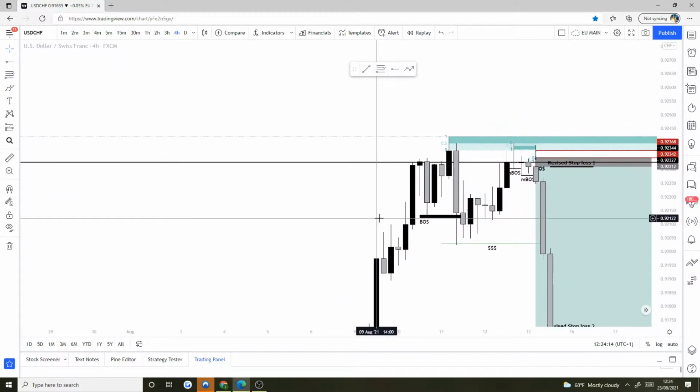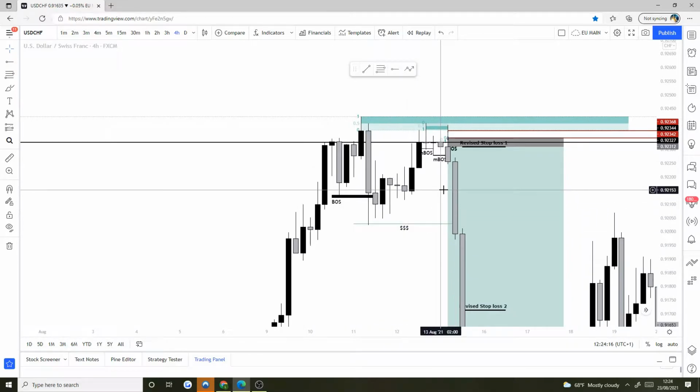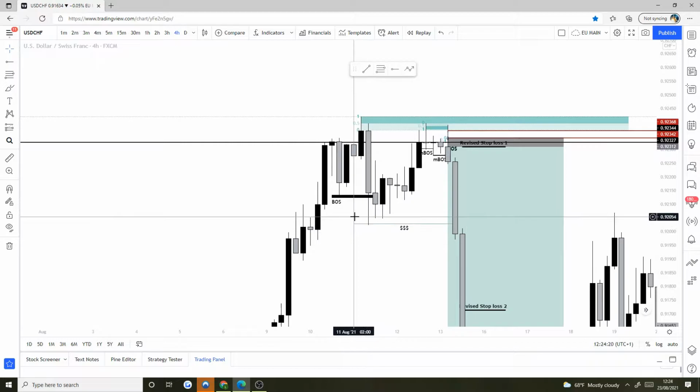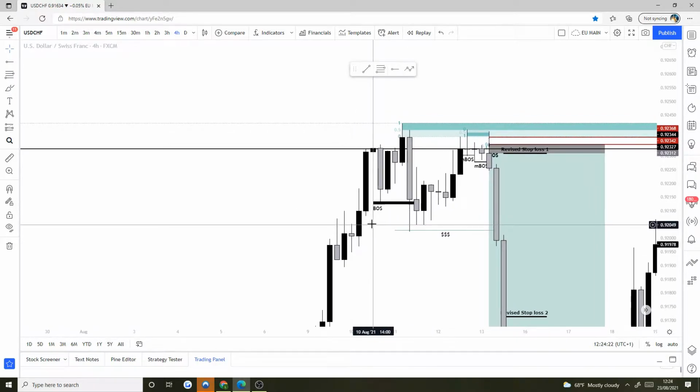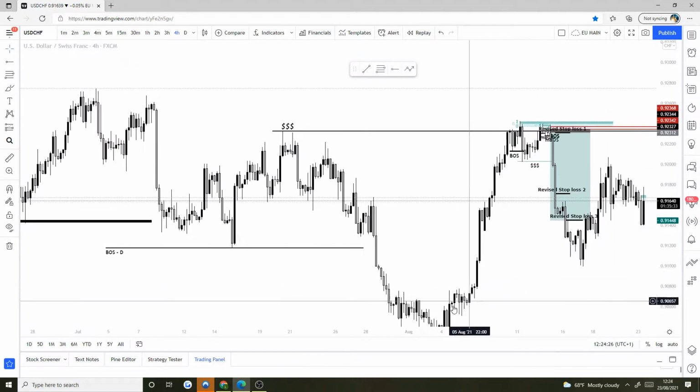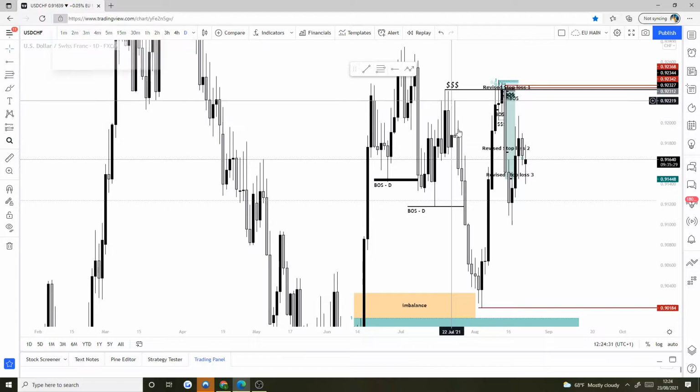Alright, so let's zoom in a bit now. So this trade was taken on the 13th of August. But let's just start with what happened on the 10th of August. So we've come up to the high of our daily range, which we know came from a sell bias order block.